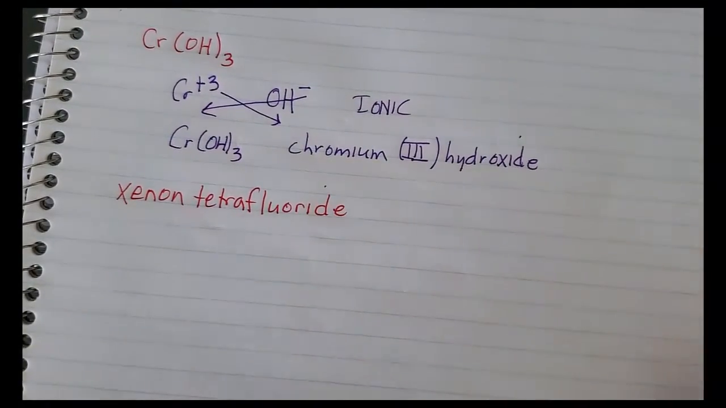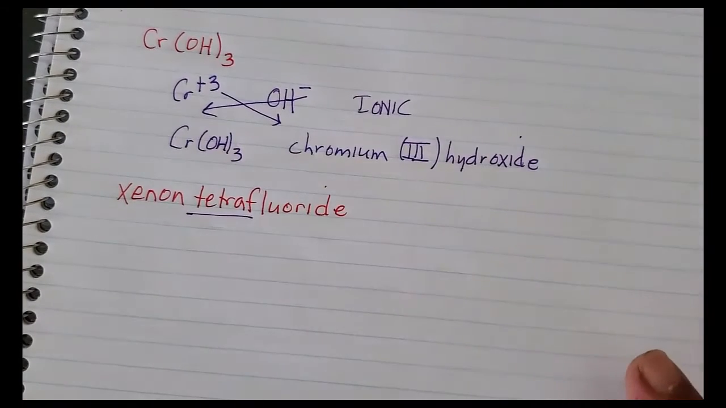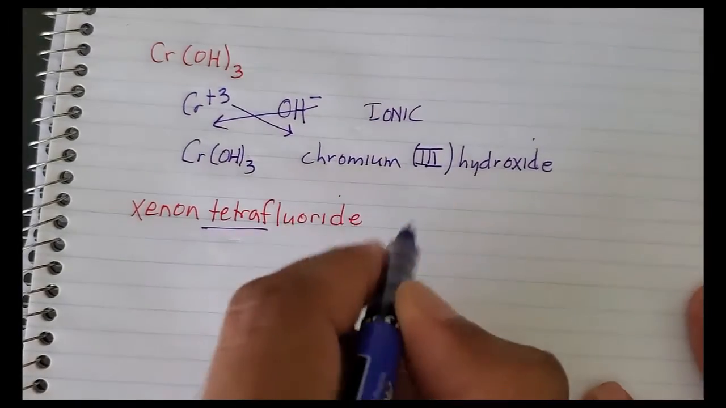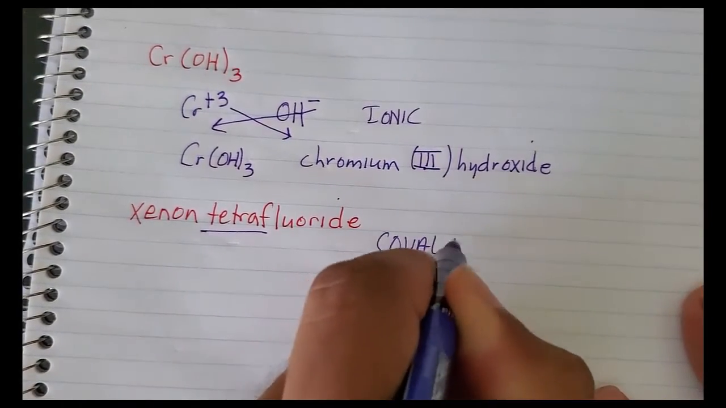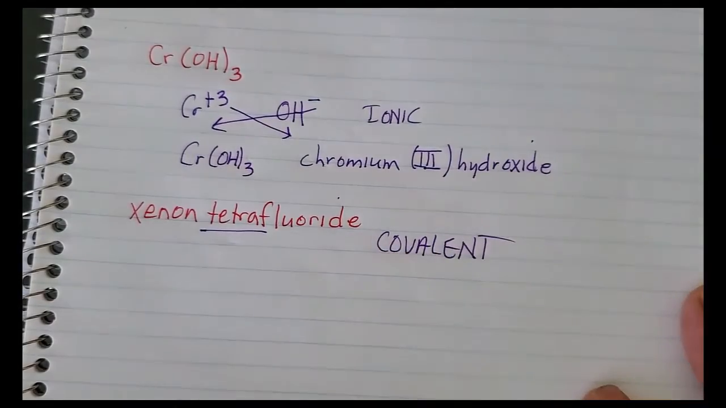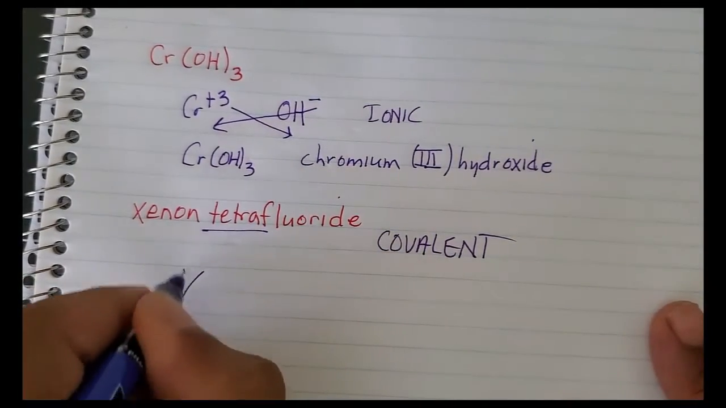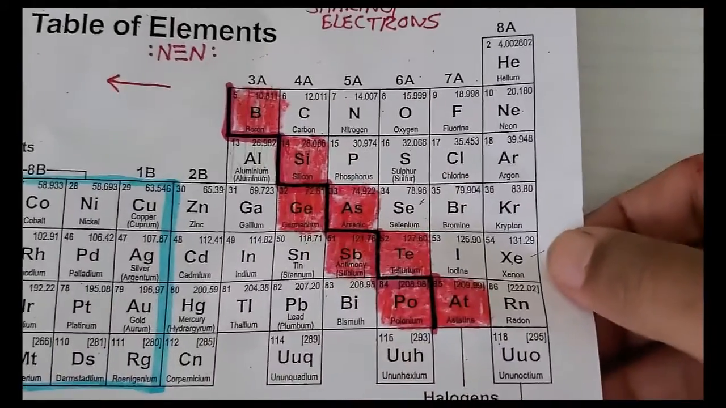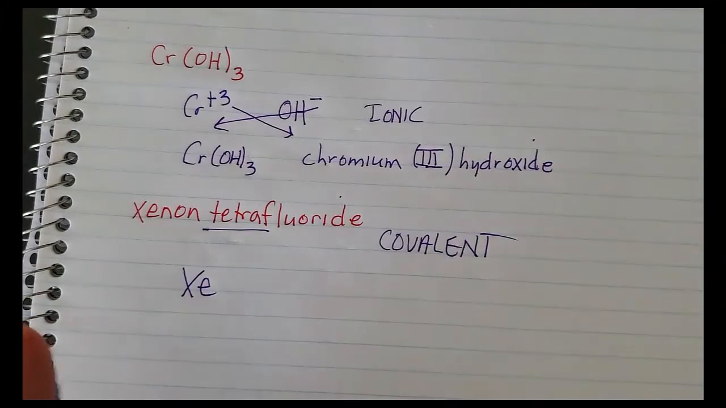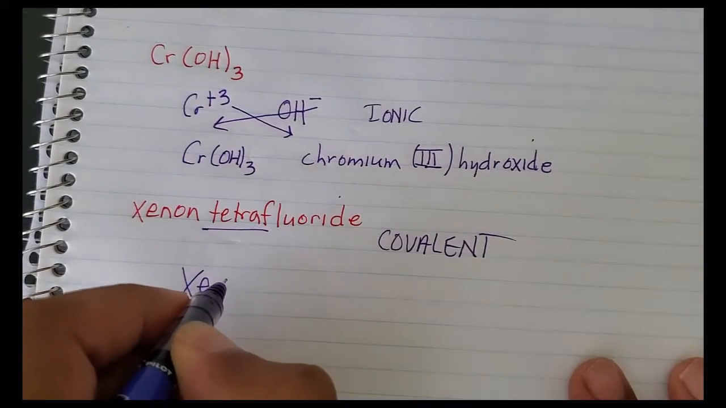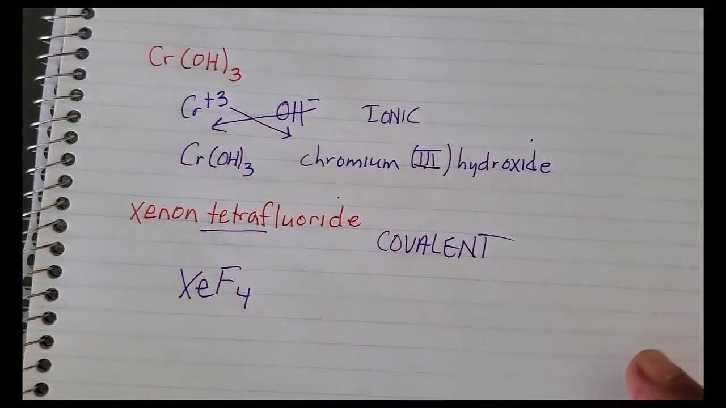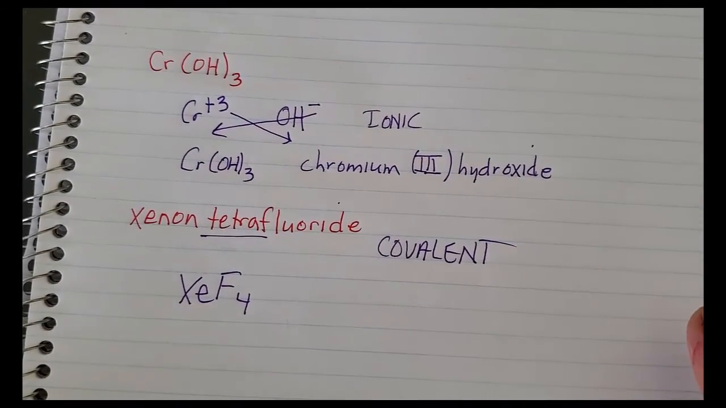So chromium(III) hydroxide is the name of this formula. Finally, xenon tetrafluoride. All right, mono, di, tri, penta, hexa, octa. Those prefixes that signify numbers should be an automatic flag for you guys to think covalent, sharing of electrons. Xenon in our periodic table is Xe. It's what's called a noble gas. And fluoride is a halogen, it's F. And tetra means 4, so the formula for xenon tetrafluoride is XeF4.